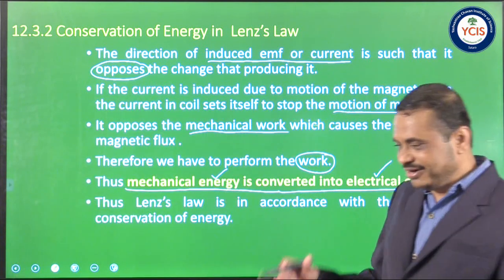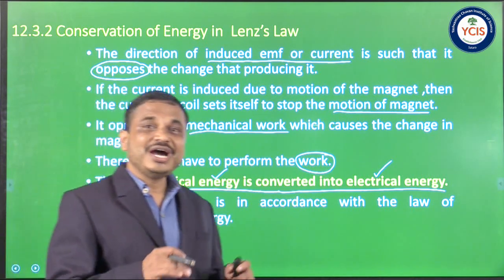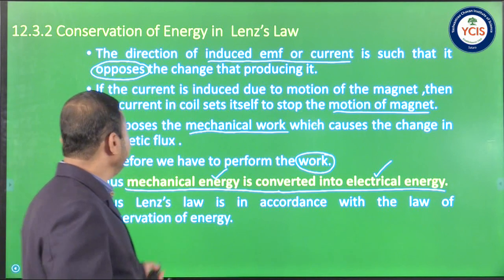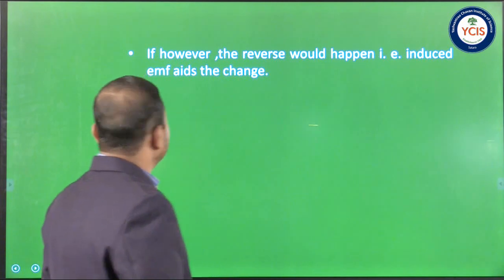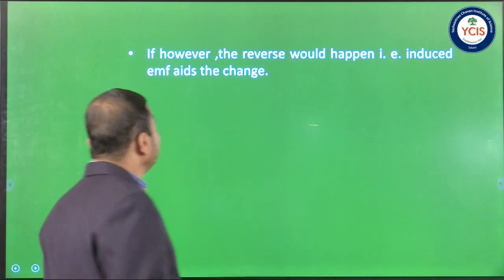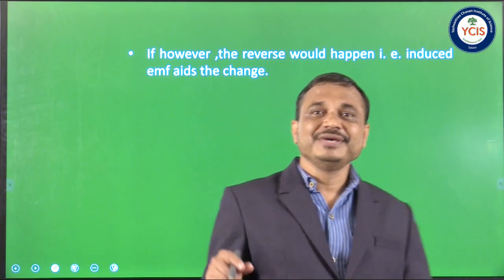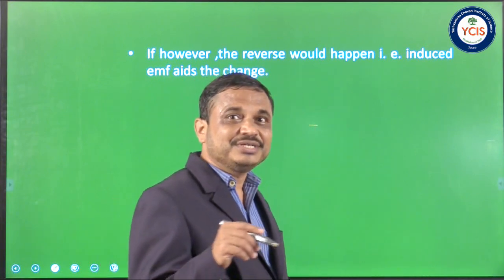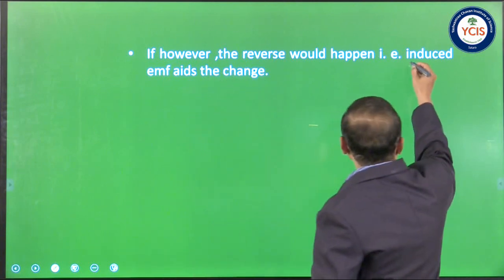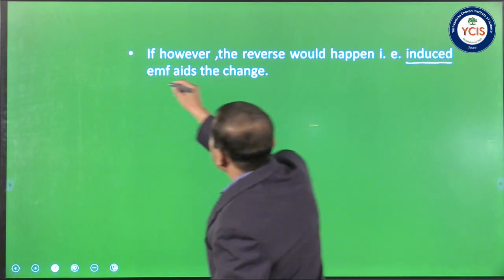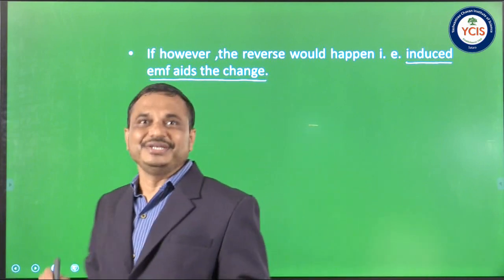We see that according to the law of conservation of energy, one form of energy is converted into another form of energy. So here mechanical energy is converted into electrical energy. However, if the reverse were to happen, we say that the direction of induced EMF is opposed to the rate of change of magnetic flux. But if the reverse happens, that is, induced EMF aids or helps the change in magnetic flux which produces it.